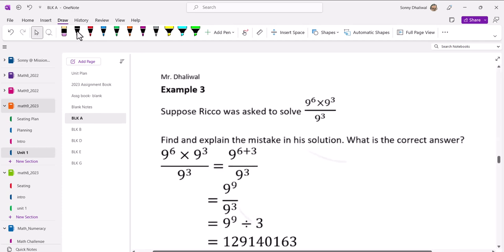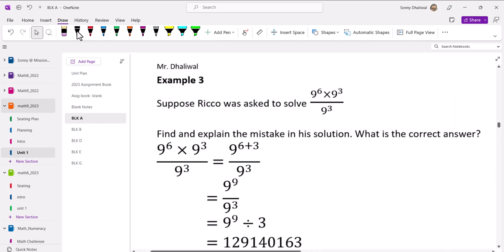Now, here's a sample question a student was given. Where did the student make a mistake? You have to look through it, a very common kind of question, and find out where the mistake is.